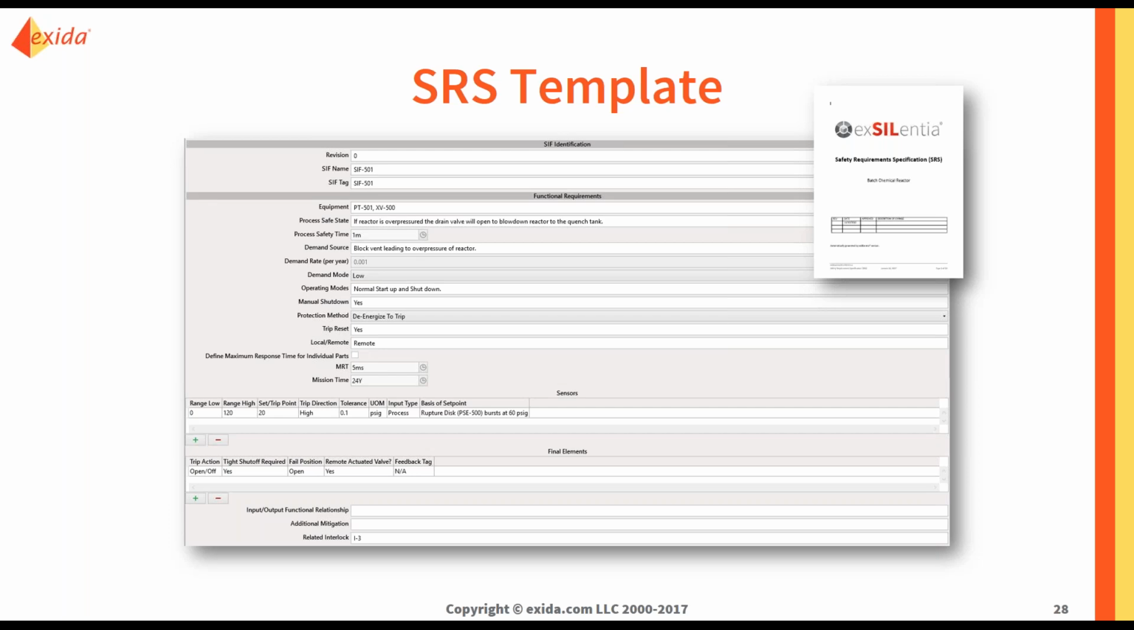In addition, information from the analysis phase is auto-filled into the SRS template when needed in Excelentia. And so things like demand rate for your SIF, any ranges or set points, as well as your target risk reduction factor and target SIL level are auto-filled into the SRS template. It then automatically generates a report that you can hand off to the design team.